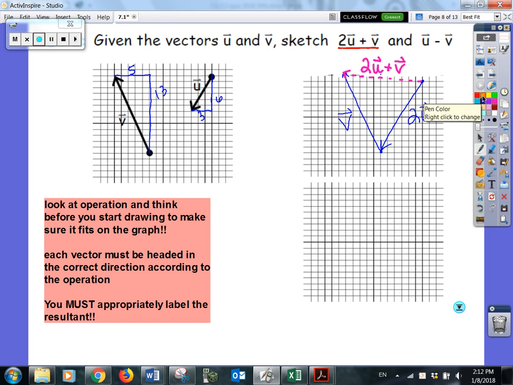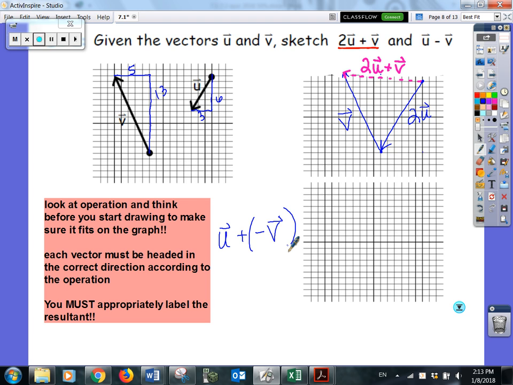All right, so the next one, u minus v. I like to make that vector u plus a negative v. So I'm still adding, so I'm still going head to tail. I'm just adding something that looks a little different than what was originally given. Remember, all that means is the dot and the arrow switch places when it's negative. So the arrow's down at the bottom and the dot's up at the top.